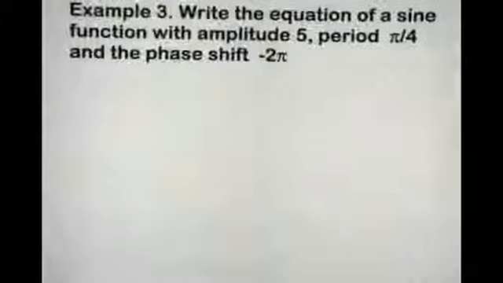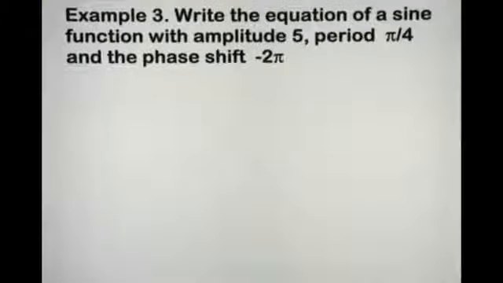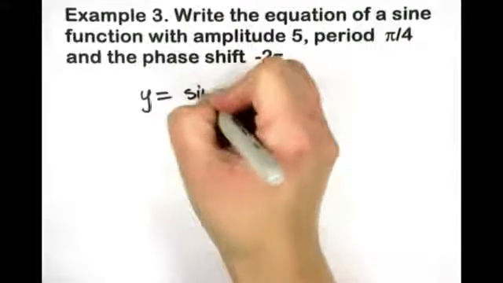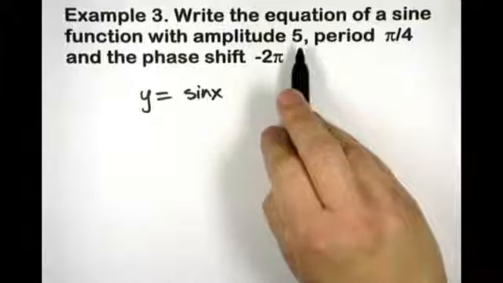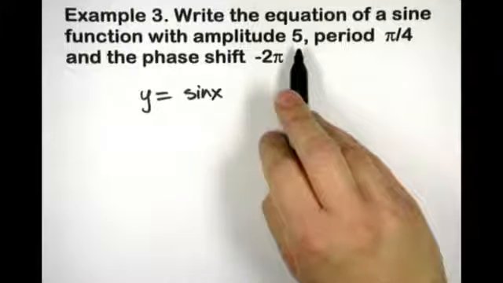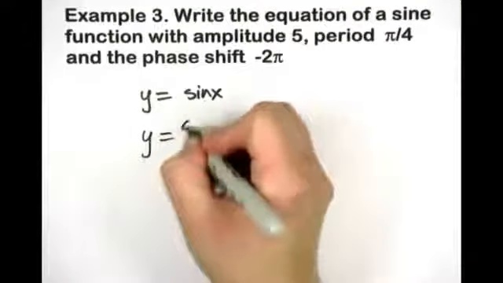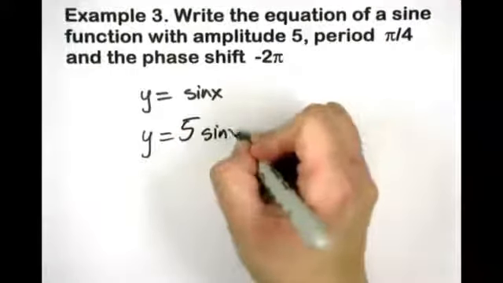Example 3. Write the equation of a sine function with amplitude 5, period pi over 4, and phase shift minus 2 pi. So amplitude 5, not pi, 5. We start with y equals sine x. To get amplitude 5, that means the graph was stretched 5 times. So then we have the 5 in front of sine x.